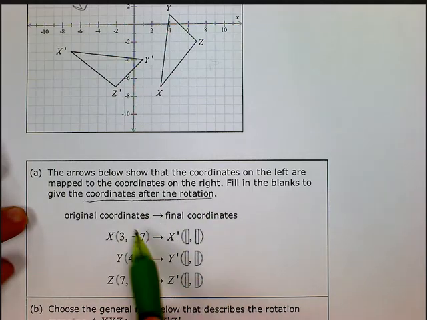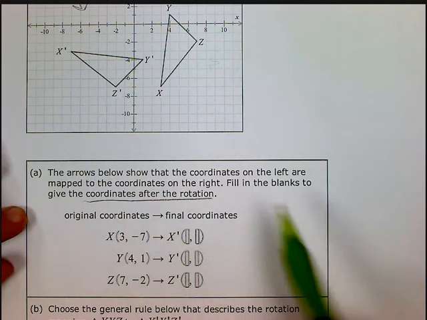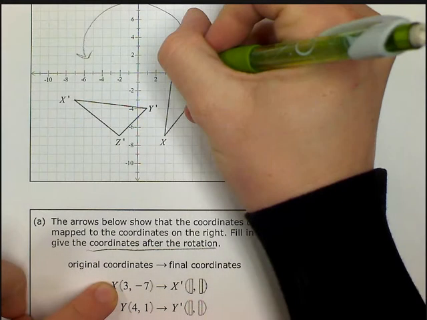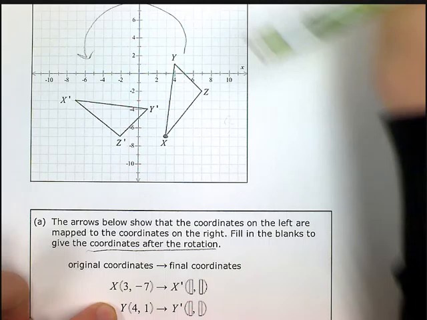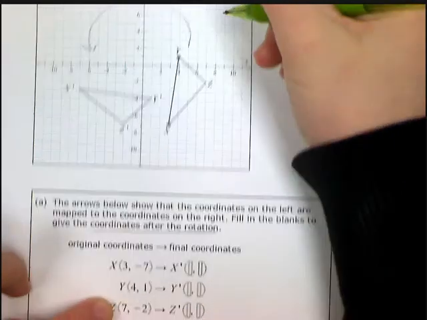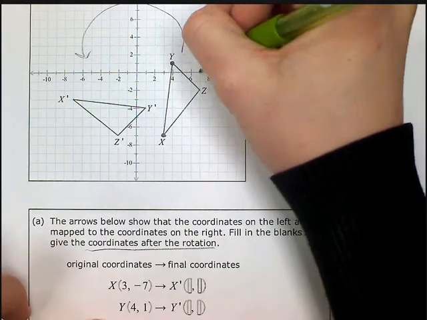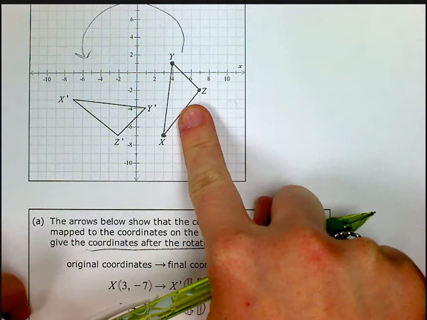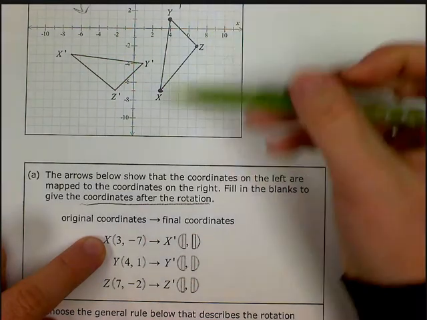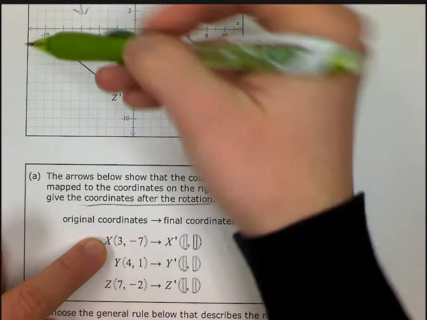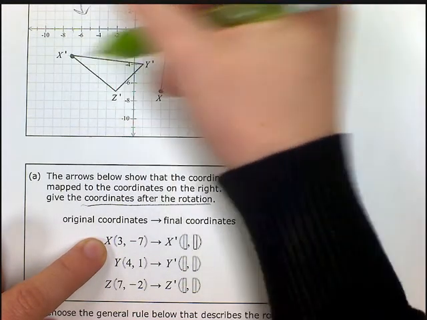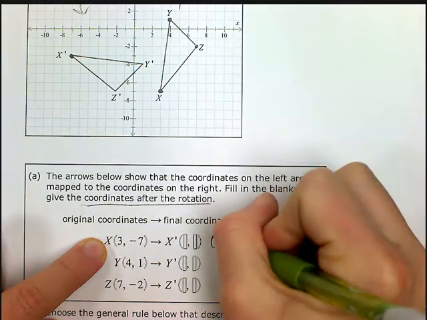So the original coordinates, arrow, final coordinates. So they give us these original points. Right here we see 3, -7. That's X. Y is 4, 1, which is right there. And Z is 7, -2, which is right there. All they're asking you to do is say, if this was X, what was X prime? So here's X prime. So this point would be -7, -3. So I'd write it like this.